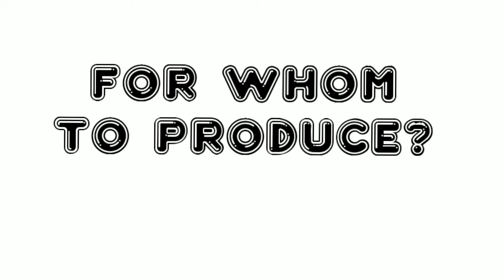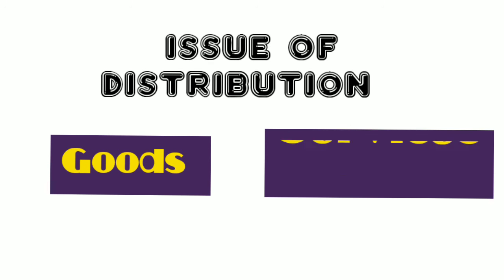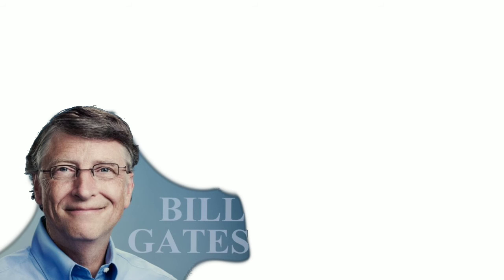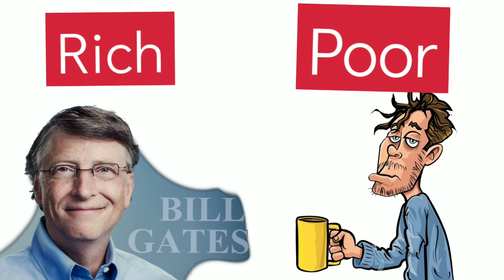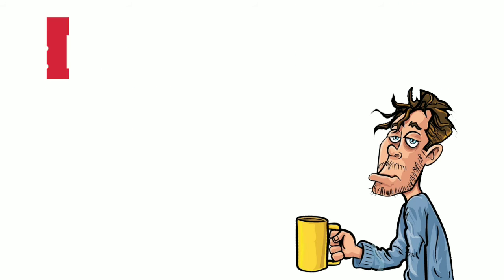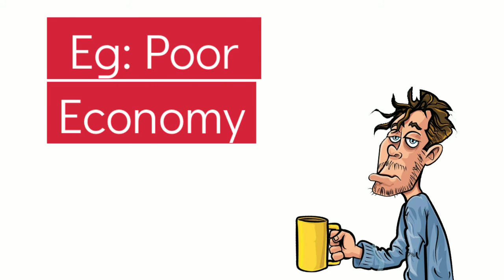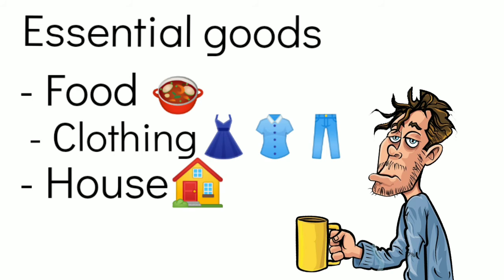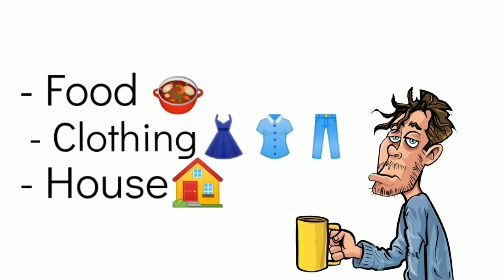The third question that an economy has to ask is the question of for whom to produce. It refers to the issue of distribution of the goods and services produced in an economy. For example, a society consists of both rich and poor. Assuming there are more poor people, the economy may have to concentrate more on the production of essential goods such as food, clothing, and shelter, while they may have to compromise on the production of luxury goods.